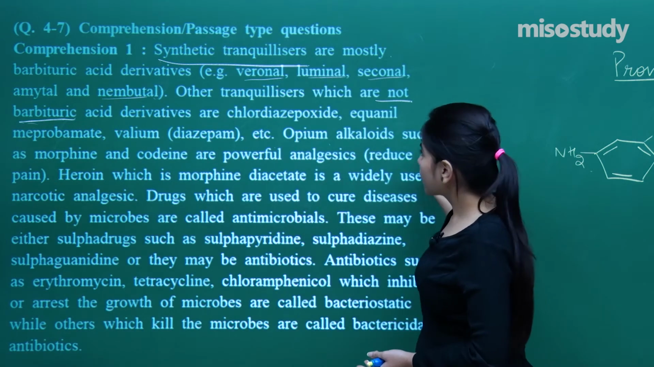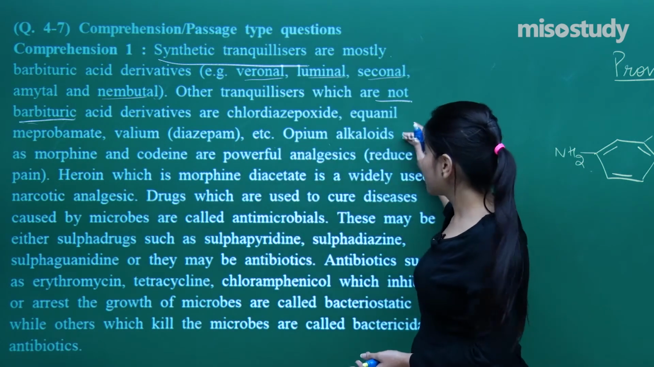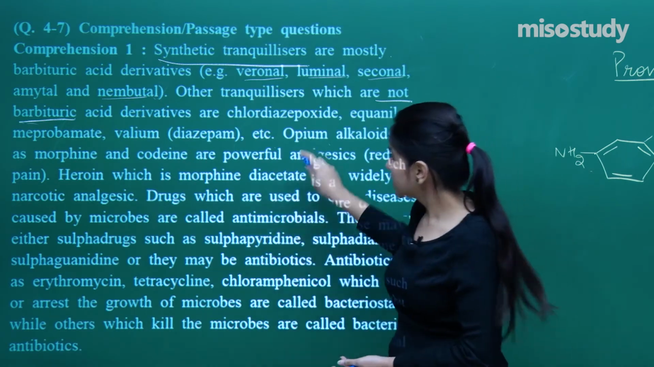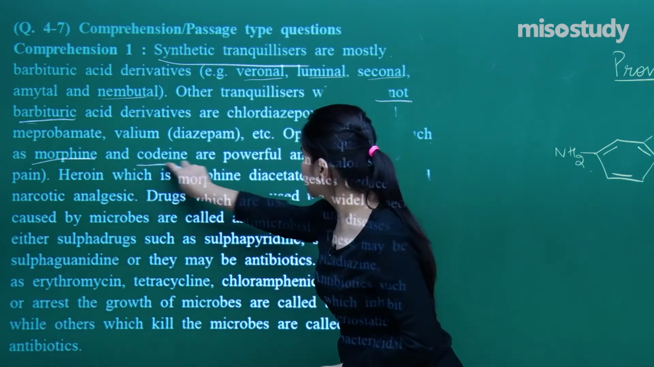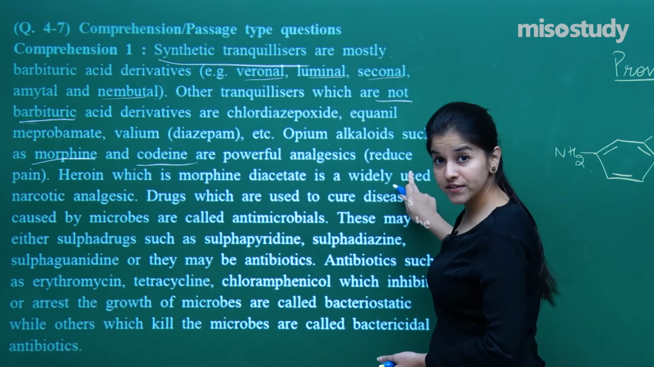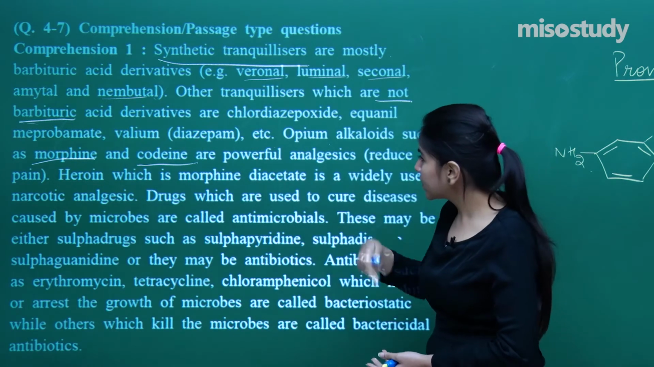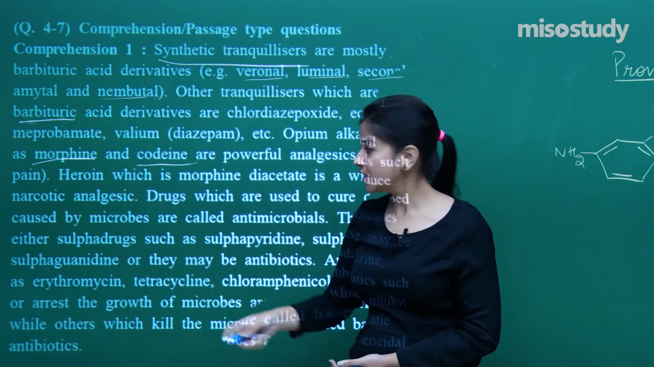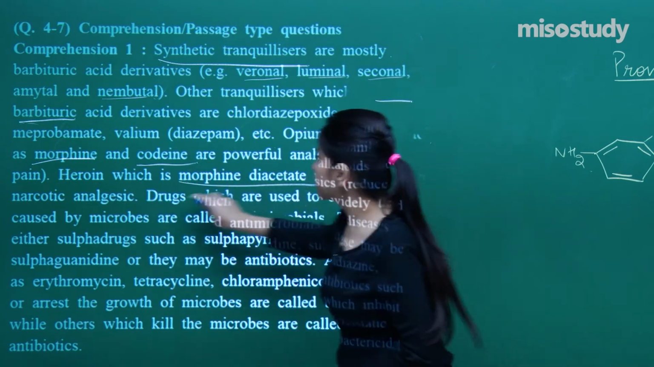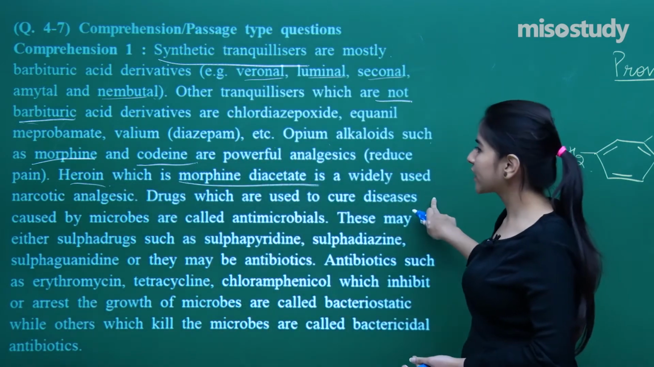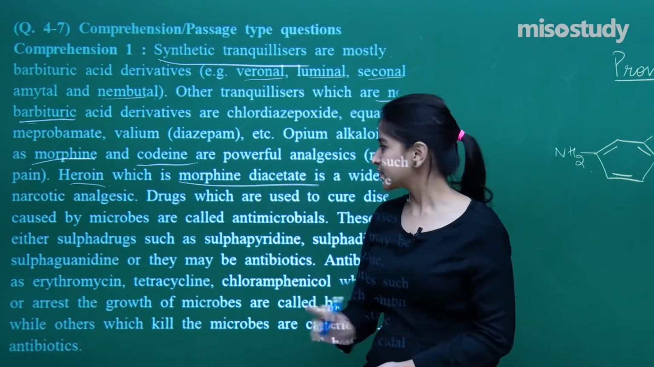So opium alkaloids, now they are taking up opium ones which are narcotic. What are narcotic? Morphine, codeine are powerful analgesics, they reduce the pain. Heroin is again what? A kind of a morphine. What kind of a morphine? Morphine diacetate is widely used as narcotic analgesic.